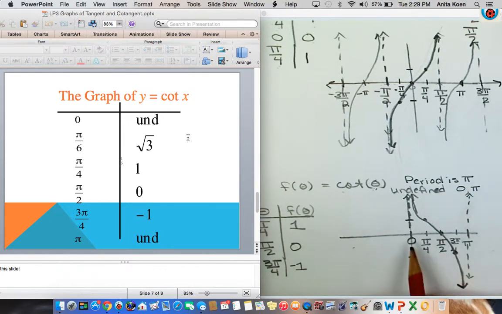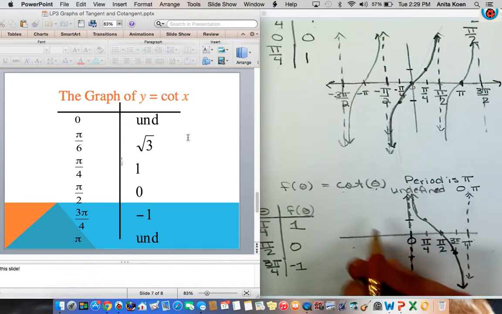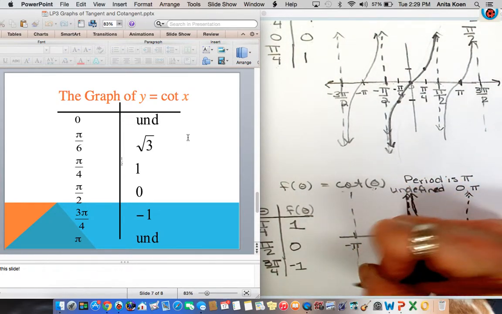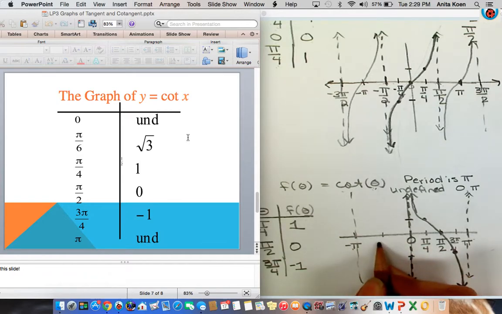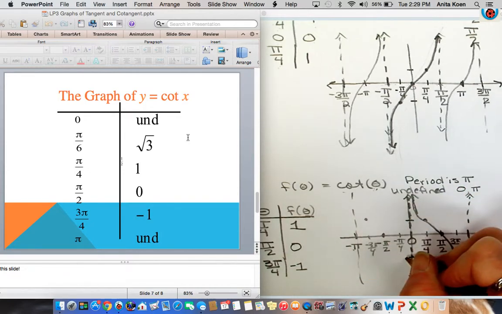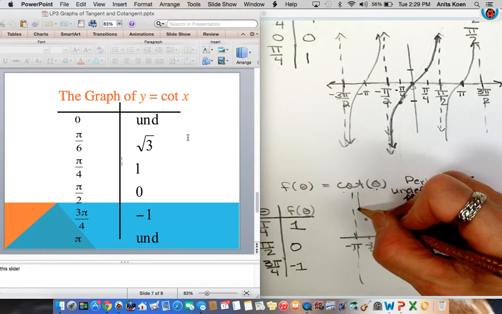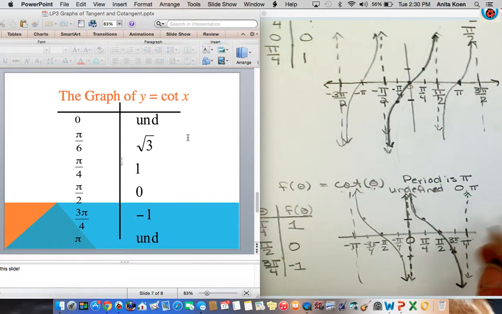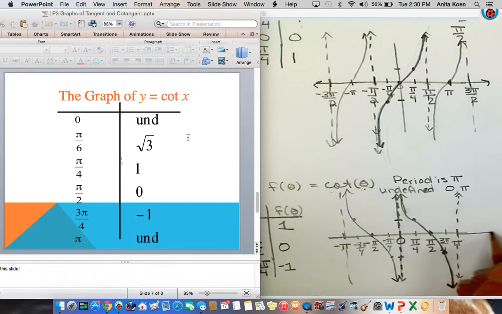Okay? Notice that from 0 to pi, that is pi units. If I wanted to come back this way and say here's negative pi, there'd be another asymptote here. Okay, here's negative pi over 2. Here's negative pi over 4. Here's negative 3 pi over 4. And I could draw another cotangent function branch of it right here. Okay, it's just going to repeat itself. It's going to do the same thing going this way.